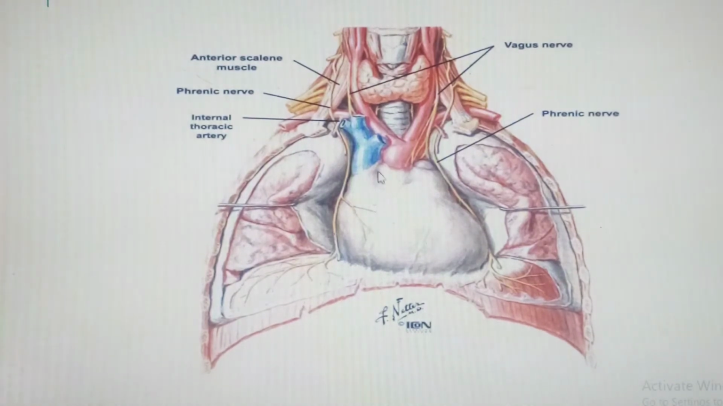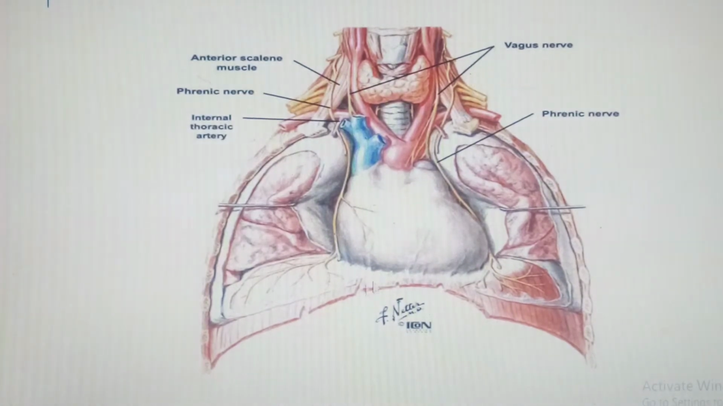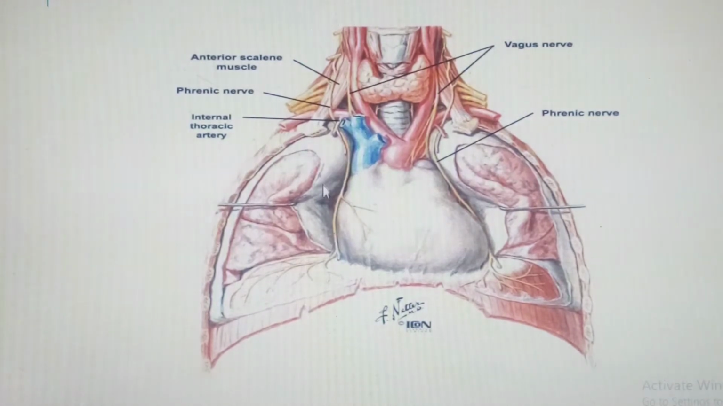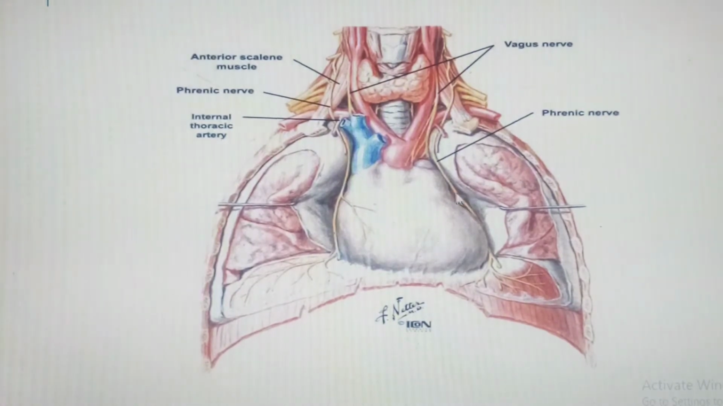Now you can see that the phrenic nerve is not only supplying the diaphragm. In fact, the phrenic nerve is a mixed nerve. It has motor function so that the diaphragm can contract and relax in response. But in addition, it also gives some supply to the mediastinal pleura, and because it is running on either side of the pericardium of the heart, it's also going to give off some sensory supply to the pericardium of the heart.